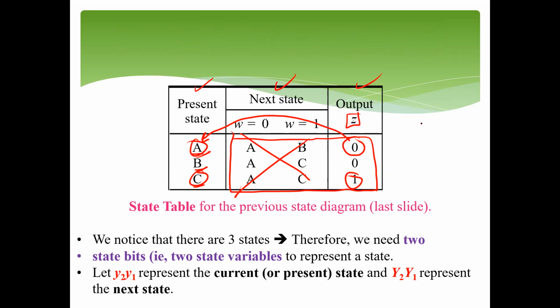Now, if this was created as a Mealy machine, the table will look like this. I'll have the present state, and I have the next state. Next state always depends on the input, there's no way around that. Here W equals 0, W equals 1. And this is the output.